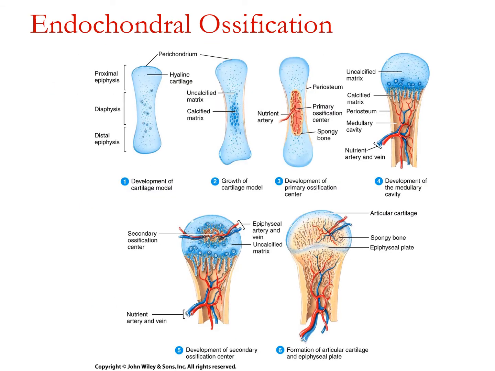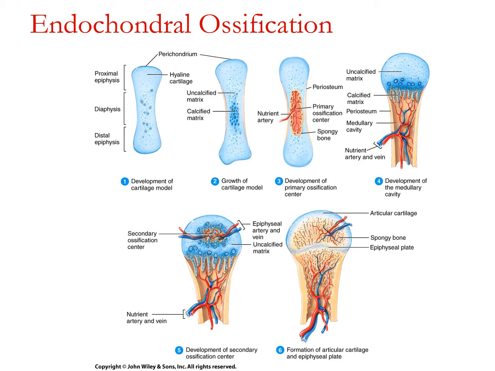All right, on this slide, we just have a step-by-step overview of the process of endochondral ossification. You can see that after the mesenchymal layer is converted into a cartilage model, you can actually see the beginnings of the epiphyses and the diaphysis. The cartilage becomes calcified and begins to break down. Nutrient arteries enter the area, creating ossification centers.